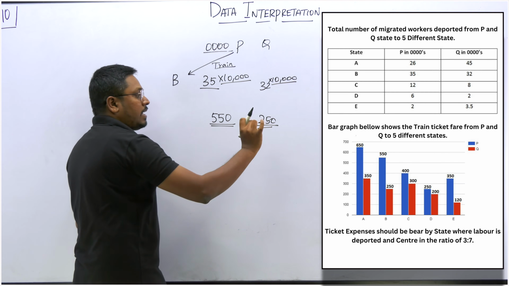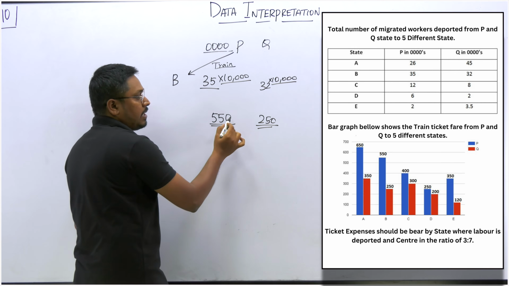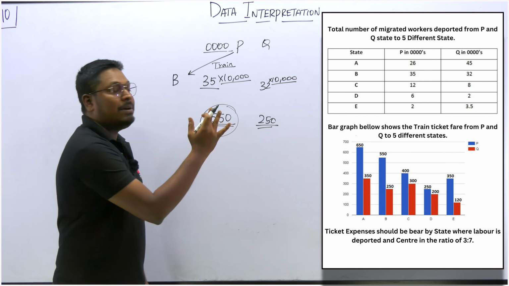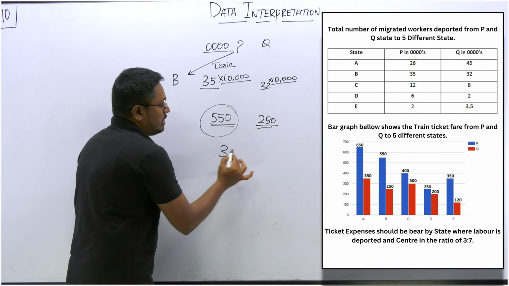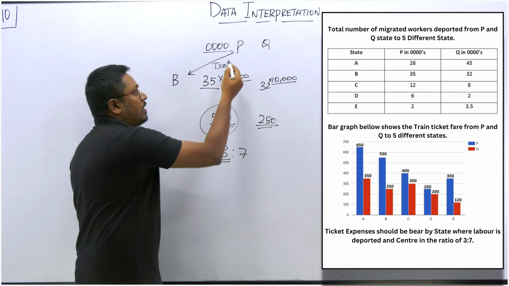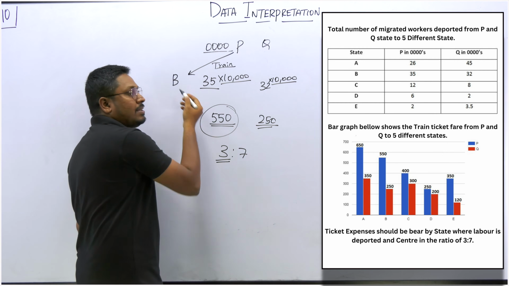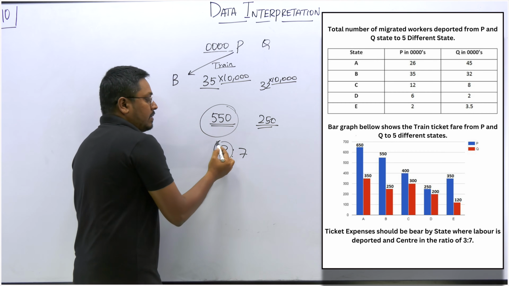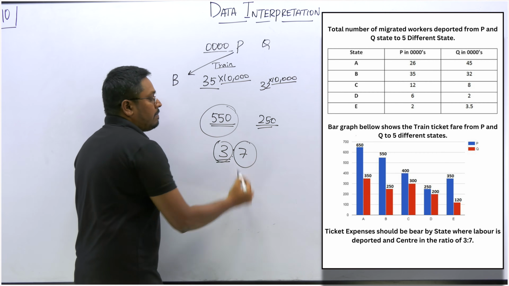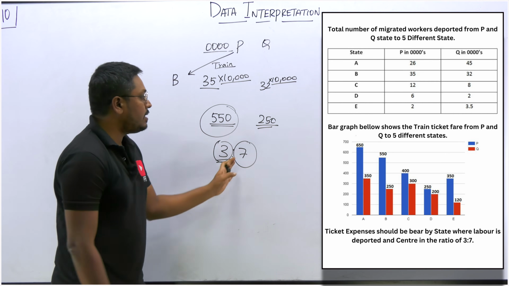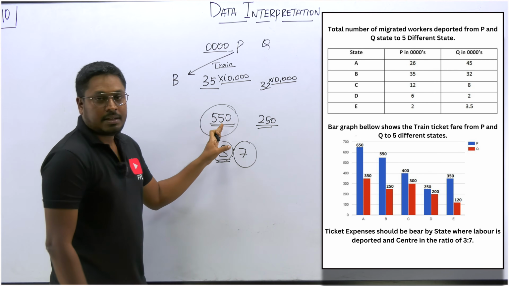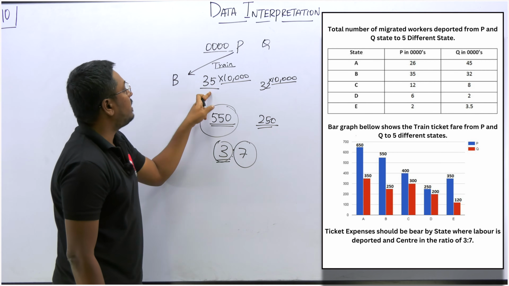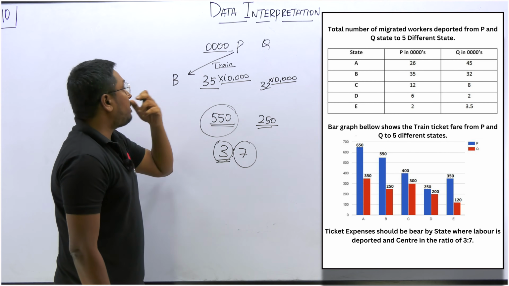And below the chart, they have given a point that this amount, the train expense, has been shared by the state government and the central government in the ratio 3:7. So every time an employee migrates from these 2 states, out of the total 550, 3 parts will be given by the state government and 7 parts by the central government. So this is the charge they are sharing for the laborers. This will be the train charge for one laborer, and this will be the total laborers migrated from state P to state B.